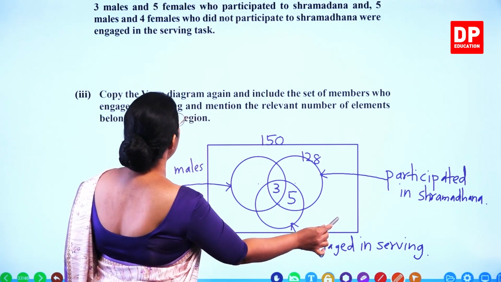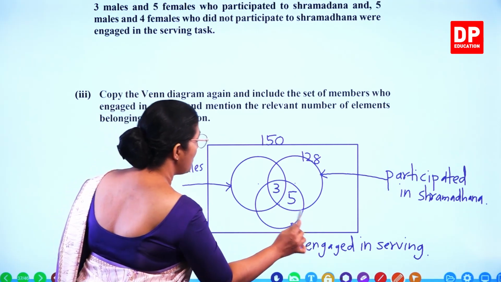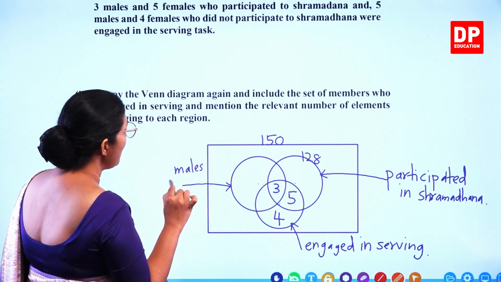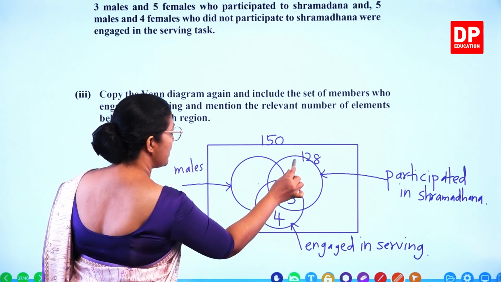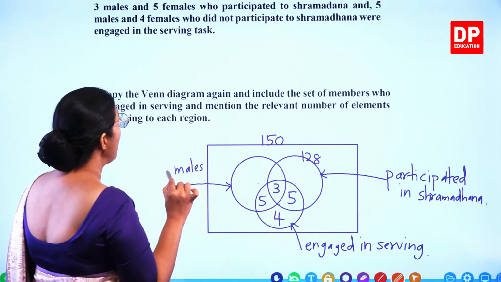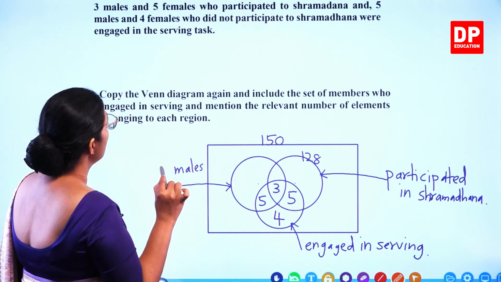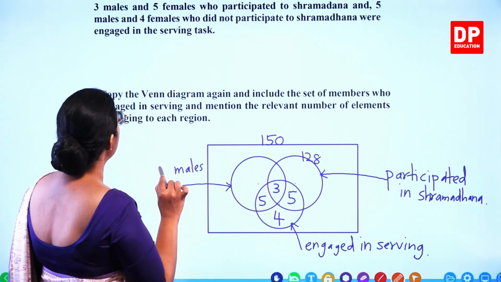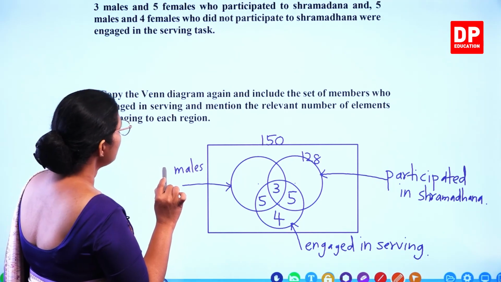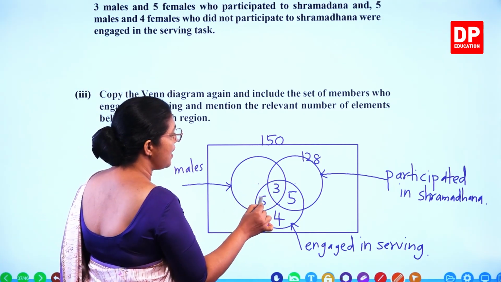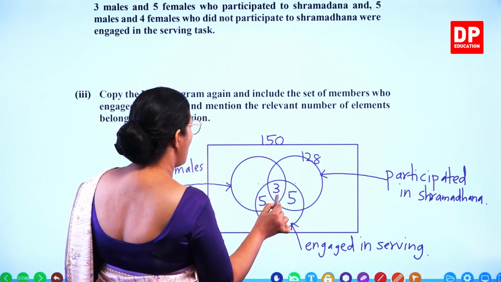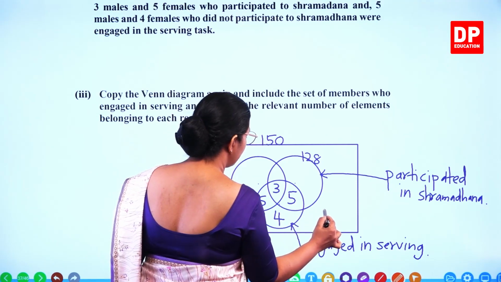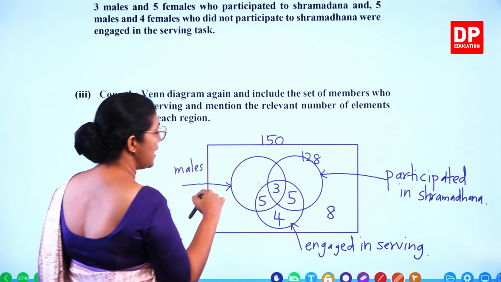So here 12 were there. So 4 females comes here. 4 females and how many males? 5 males. So out of the Shramadana circle, that's 5. 5 males who did not participate in the Shramadana were engaged in the serving. So that's what happened here. And now you have to write down the other numbers. So we found, now this is 4 there, 12 minus 4, 8 here. This becomes 8.